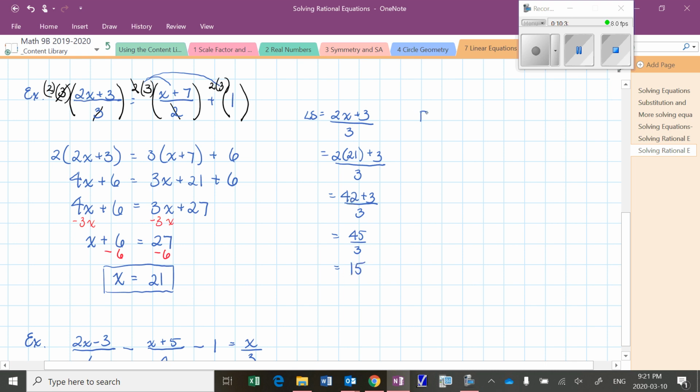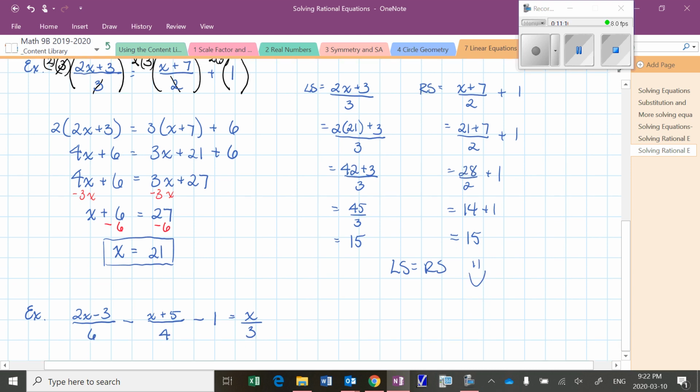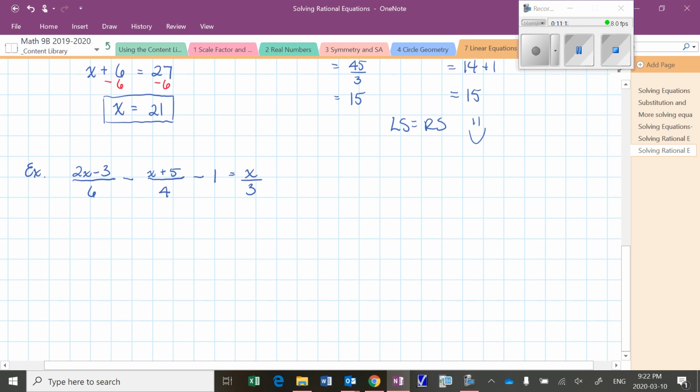Well, we don't know if we're right just yet because the right side, we have to figure out what that equals to. So if we have x plus 7 over 2, and that's going to be added to 1, so that's then 21 was our answer for x, so 21 plus 7 divided by 2 plus 1, or 28 divided by 2 plus 1, and that's 14 plus 1. Oh, look at here. 14 plus 1, 15. So our left side equals the right side, and we are happy. Great, so that confirms that our solution of 21 is correct.